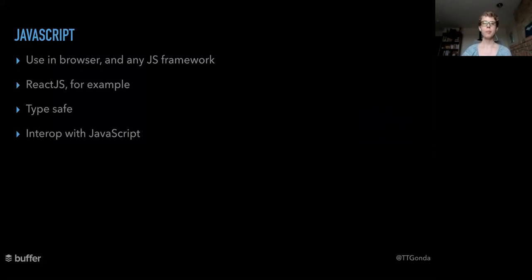You can also compile Kotlin for JavaScript. So you can use it in the browser and for any JavaScript framework. This is an option for writing type-safe JavaScript, so an alternative to TypeScript. With this, again, you can interact with all of the existing JavaScript libraries.